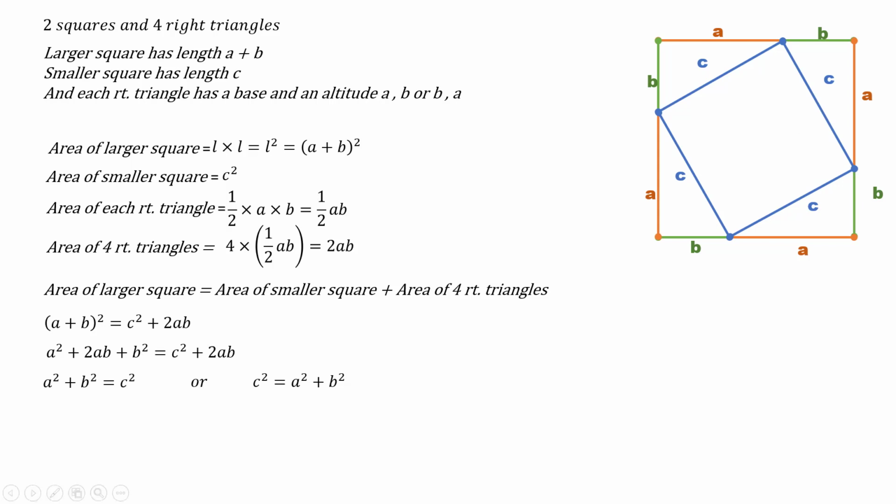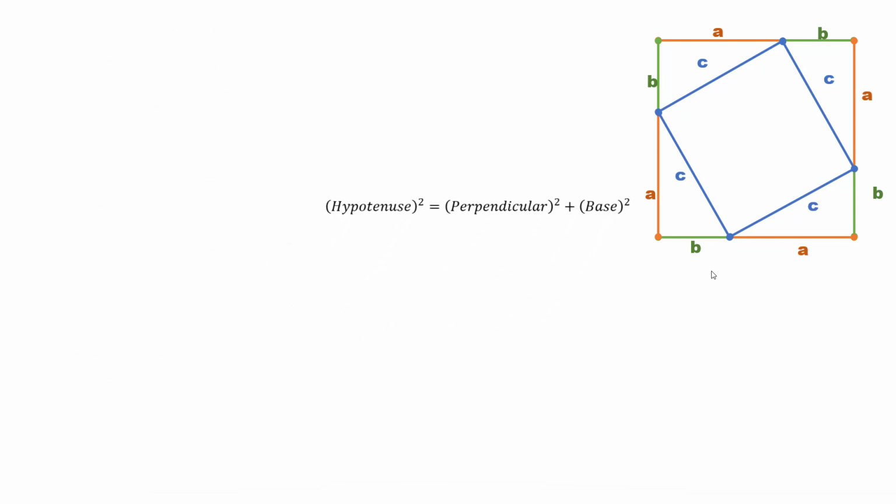Notice that C here is a hypotenuse in each and every case, but A or B, they both can be interchanged. So we can write our formula as hypotenuse square, which is C square, equals perpendicular square, which can be A or B, plus base square, which can be A or B, as both the values are just adding up. So this is the final derivation of the Pythagoras theorem.